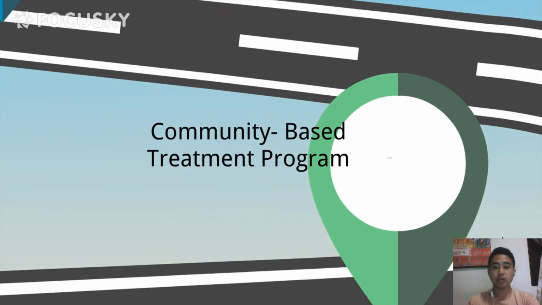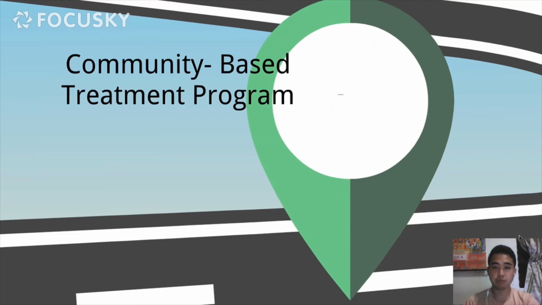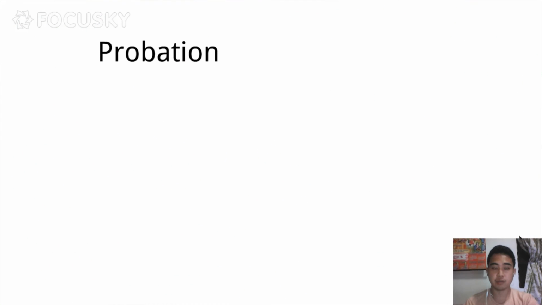Now, we are done with the institutionalized treatment program. Now, let's move on to community-based treatment program. In community-based treatment program, we have probation. It is a disposition whereby a defendant, after conviction of an offense, the penalty of which does not exceed 6 years of imprisonment, is released subject to conditions imposed by the releasing court and under the supervision of the probation officers.